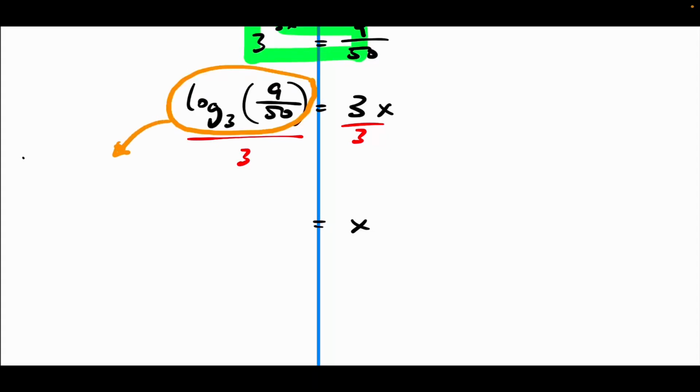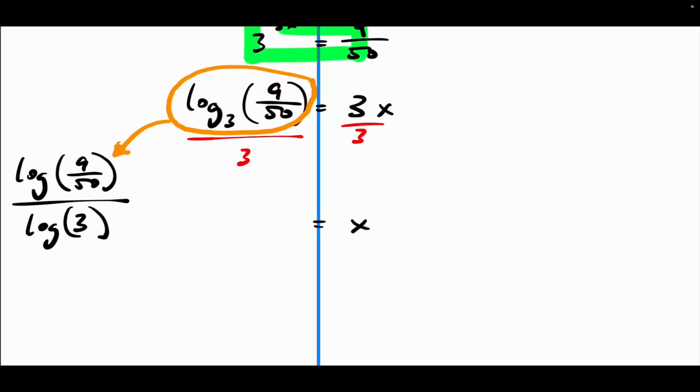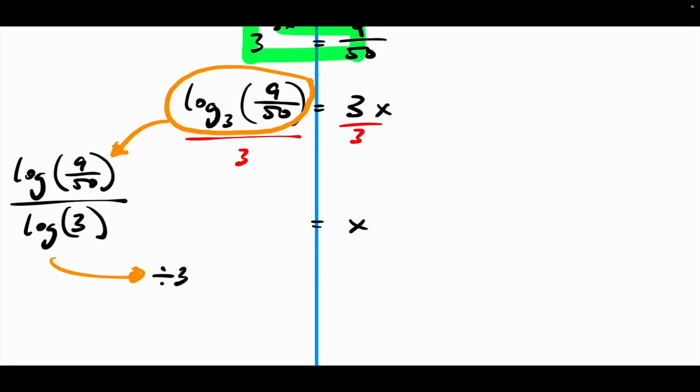So in my calculator, I'm going to say, and then I'm going to divide by 3, and then I'll get my answer. So it's going to be a 2-step thing in my calculator. This is the way you're going to simplify this. Going to get a decimal. That's not my answer. I got to continue dividing by 3. Okay, so write that down and I'll show you.